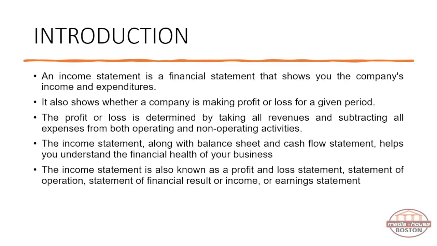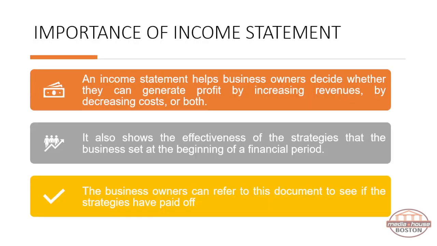We've already covered in the previous lesson that the income statement is a financial statement that shows the company's income and expenditure. It also indicates whether the company is making profit or loss, and its profitability, or whether the strategy that the management decided to use as part of the business operation has paid off or not. The importance of the income statement is that the business owner can refer to this document to see if the strategy paid off, and it shows the effectiveness of the strategy the business set at the beginning of the financial period.